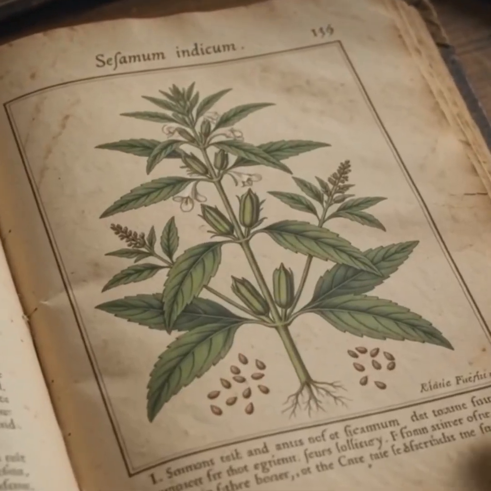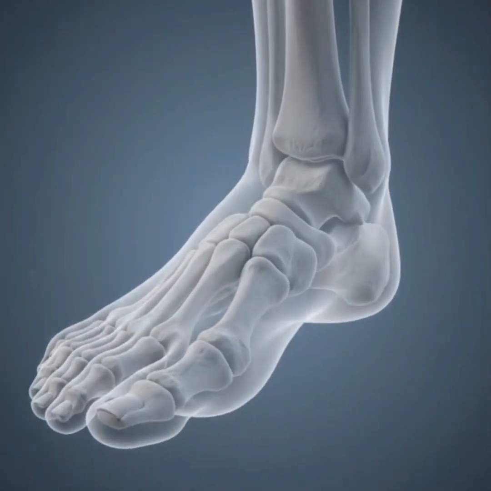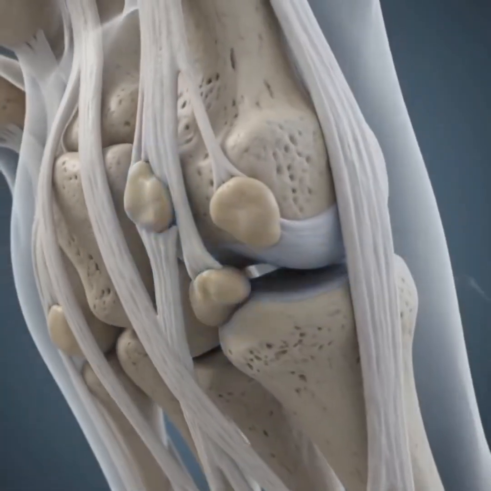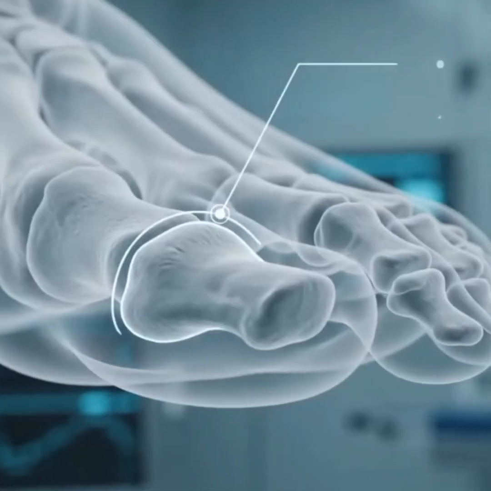The study of sesamoid bones traces back to Galen. He likened them to seeds of Sesamum indicum. Structurally, they are embedded within tendons. A critical distinction must be maintained between these two bone types.